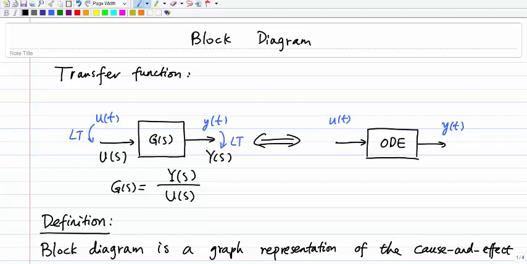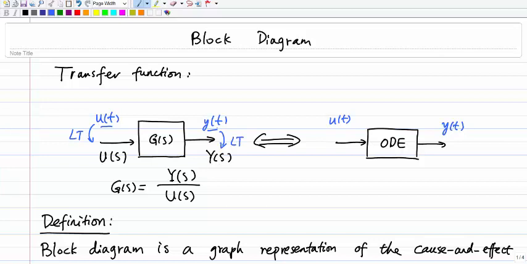In this video, I'm going to talk about a block diagram. In the previous video, I talked about the transfer function. So the transfer function basically talks about the relationship between the input, u sub t, and the output, y sub t. Not here, not in the time domain, actually in the s domain.